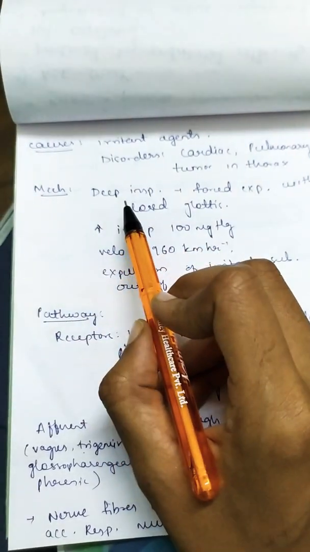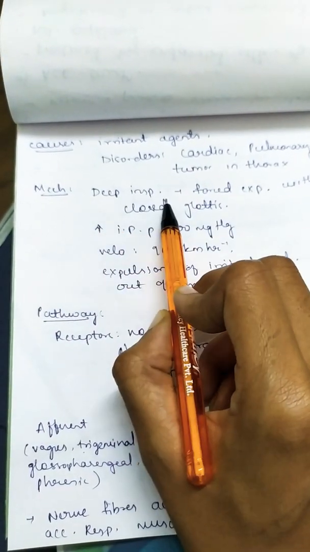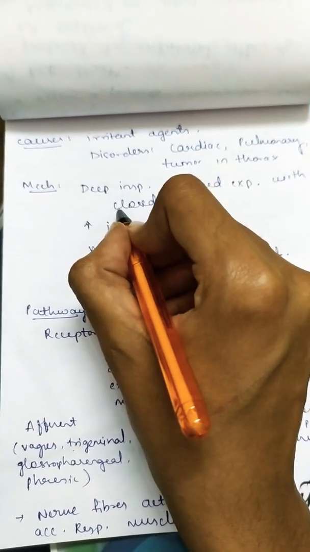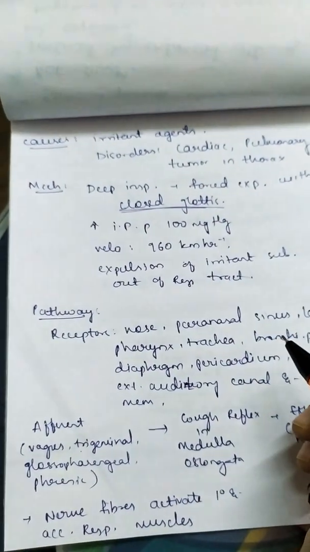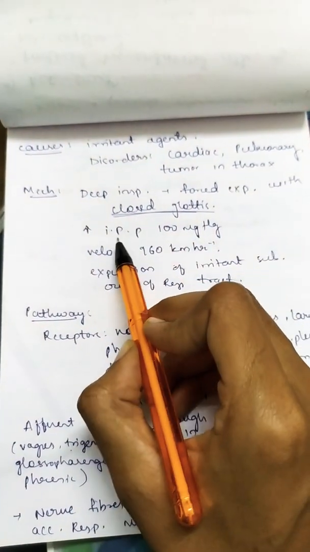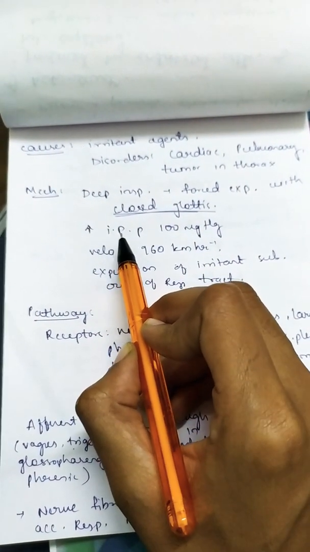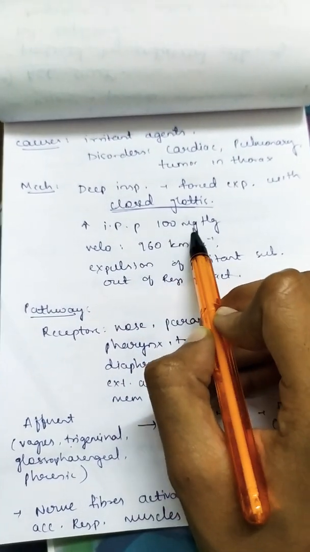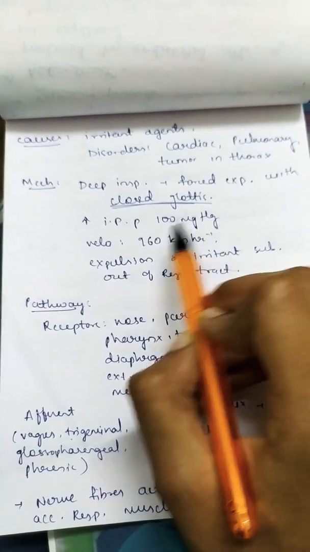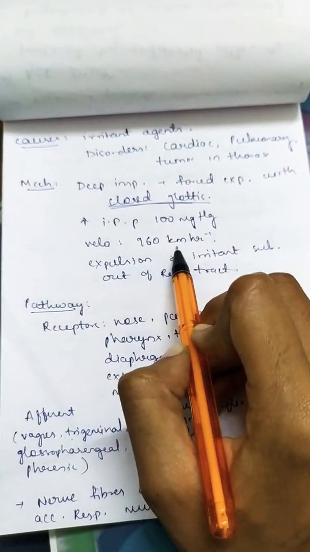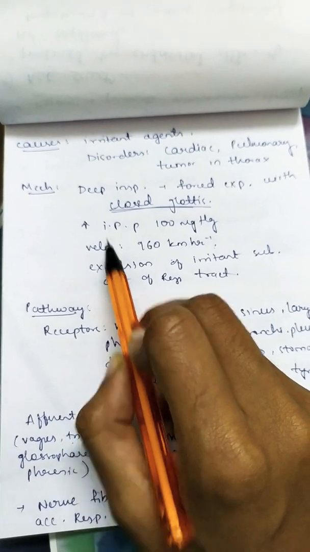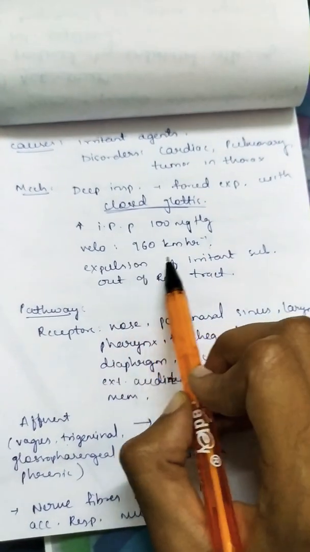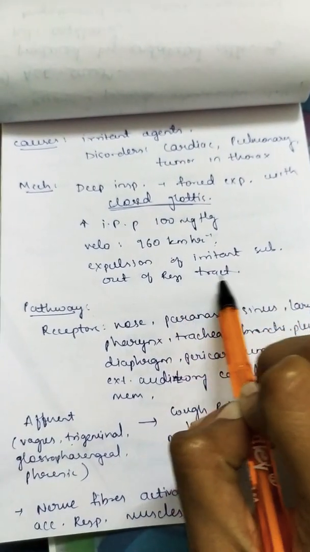The mechanism is, firstly you inhale deeply, then there is a forced expiration where the glottis is closed. Here there is an increase in intrapleural pressure to around 100 mmHg, and the velocity is 960 km per hour. With this we are able to throw the irritant out of the respiratory tract.